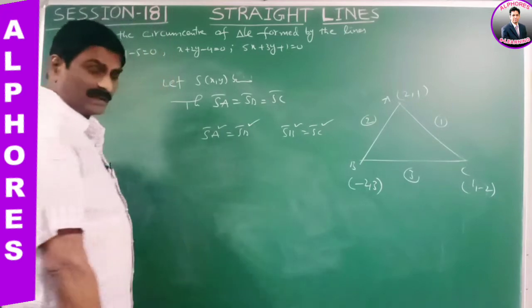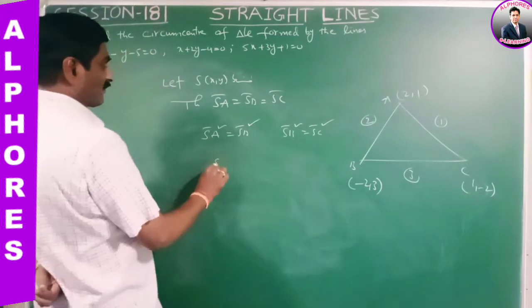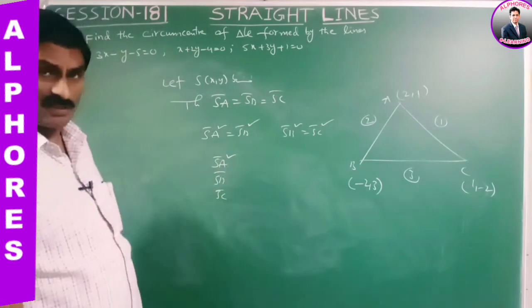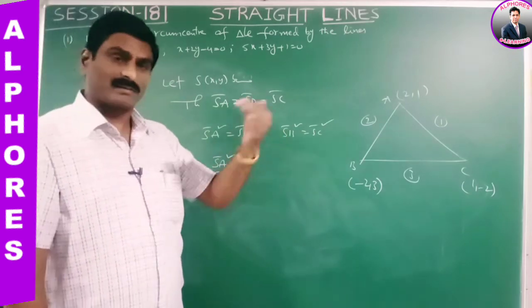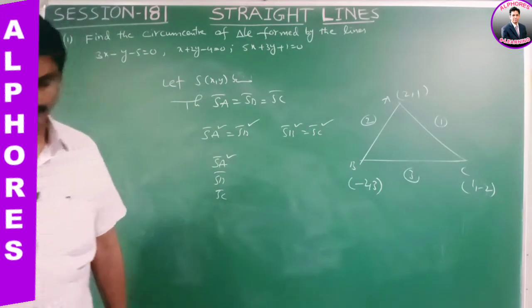Or, alternative method: the verification method. In this case, find SA square, SB square, SC square. If SA square equals SB square equals SC square, then option 1 is correct. If it fails, go to the second, third, fourth verification method. Please complete this problem. Okay.